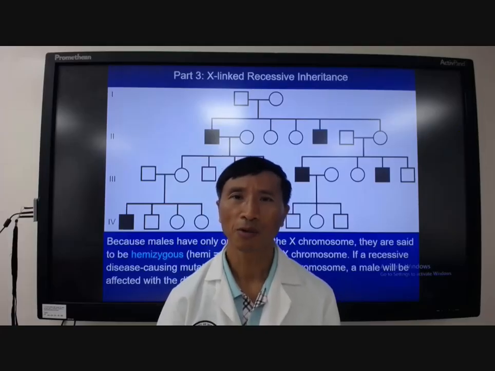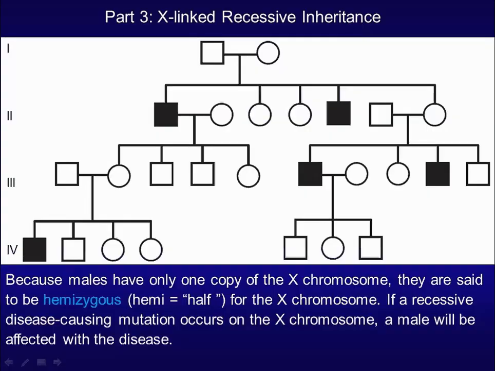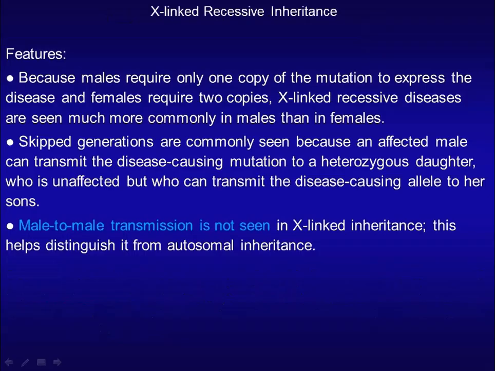Now, let's move to part 3. We will look at X-linked recessive inheritance. This type of disease is seen much more commonly in males than in females. Skipped generations are commonly seen. Male-to-male transmission is not seen in X-linked recessive inheritance. This information is summarized in this slide.